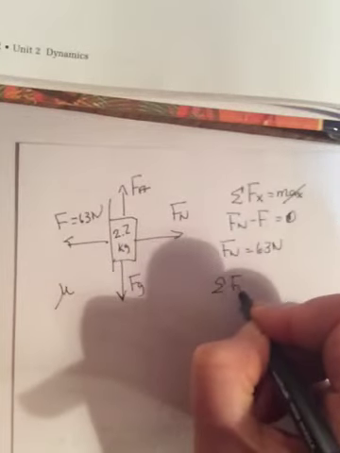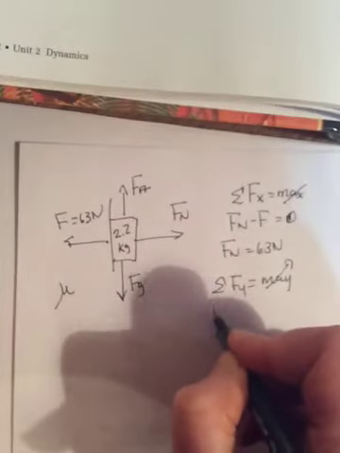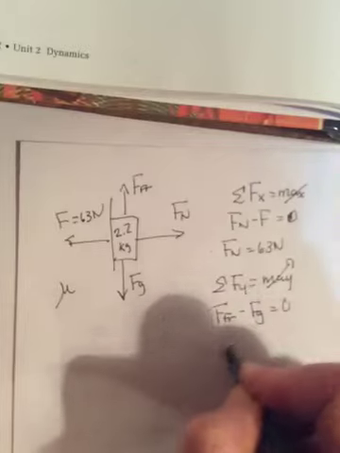Go to the sum of the forces in the y direction, and it's not slipping, so it has to be 0. So it'll be friction minus Fg is equal to 0.